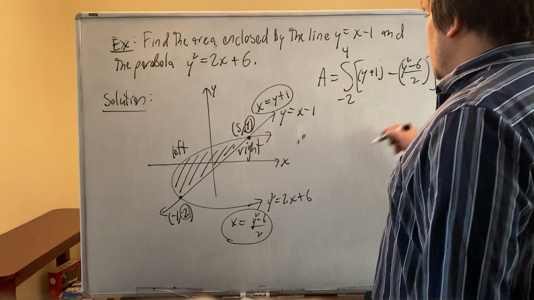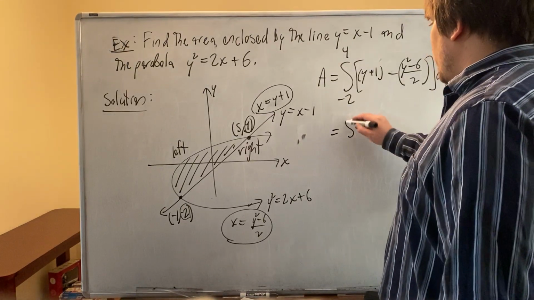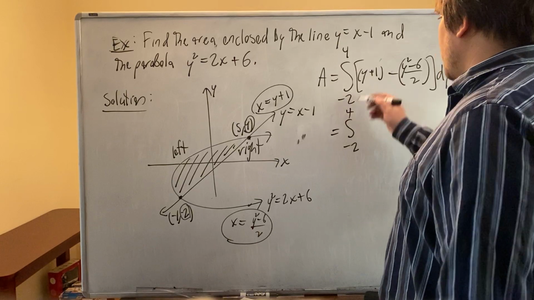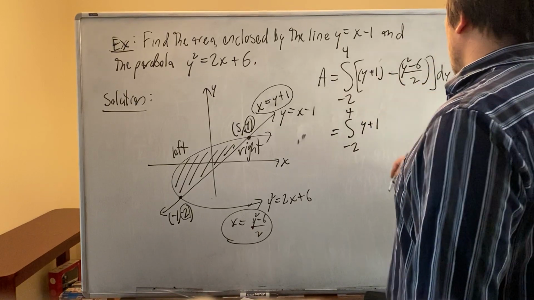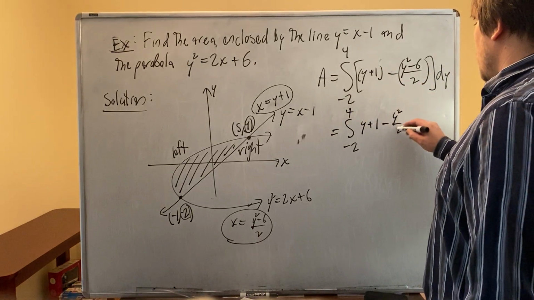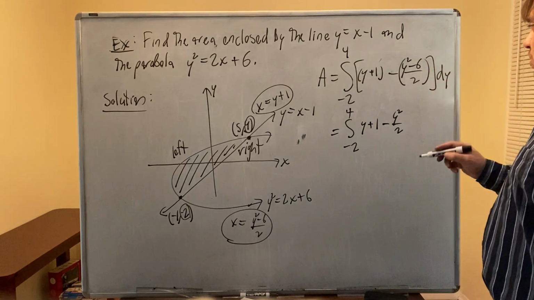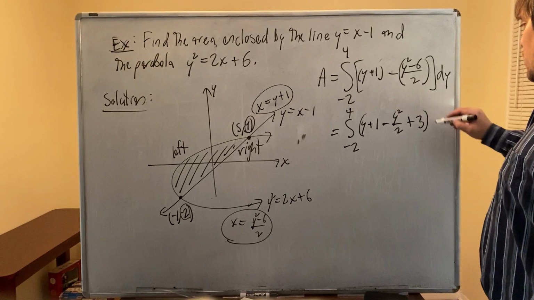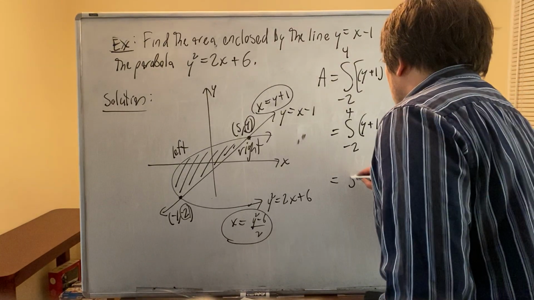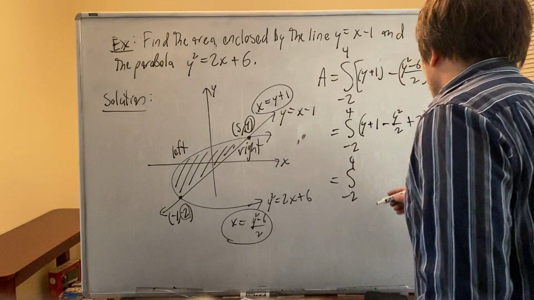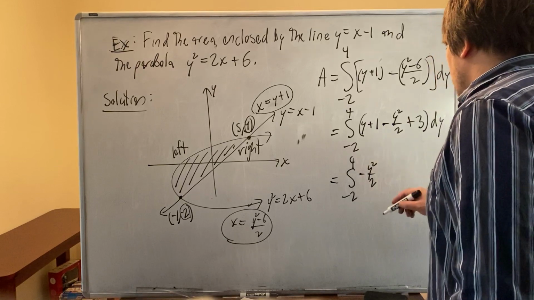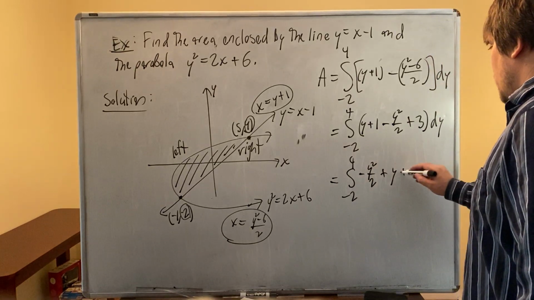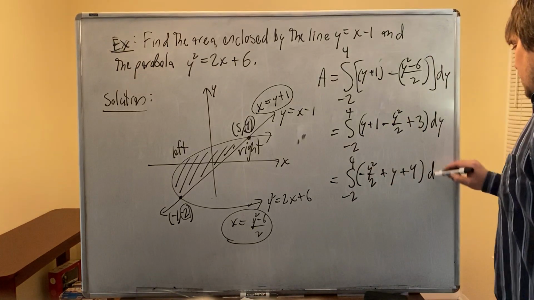Okay, so let's find the value of this integral. First I'm going to simplify the integrand function. You get y plus 1 minus y squared over 2 minus negative 6 over 2, which is plus 3, dy. That's equal to the definite integral from negative 2 to 4 of negative y squared over 2 plus y plus 4 dy.